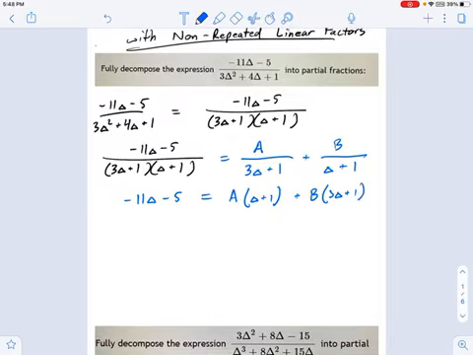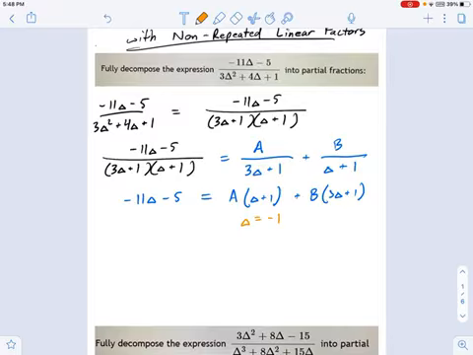You should be comfortable with factoring and solving equations at this point if you're doing partial fraction decomposition. Now it's a matter of solving this. And the easiest way to solve these sorts of things, there's a variety of ways, but what I like to do is something simple like this. I'm just going to say, hey, let's just set delta equal to negative 1.